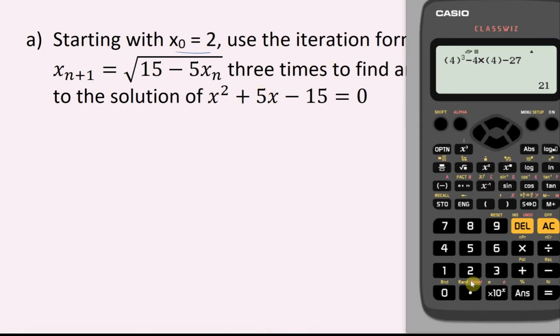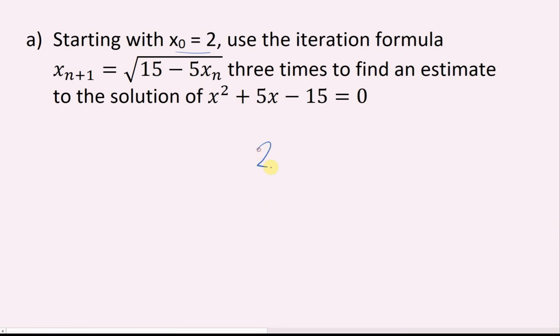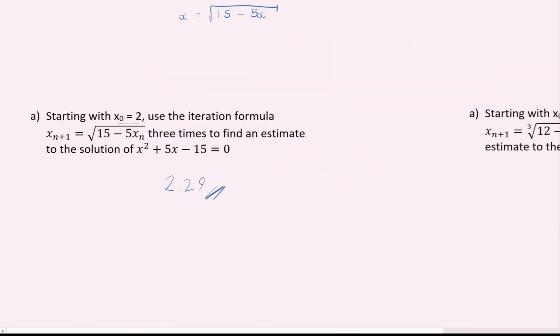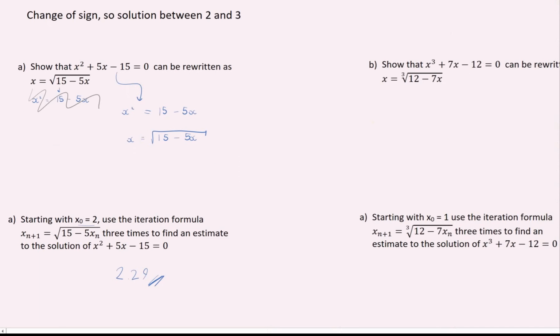We need to do it 3 times. So first we log 2 as our answer. We're then going to copy down this right hand side, and everywhere we see xn, we're going to replace it with the answer button. Doing it 3 times, so that's once, 2, and 3 times. And that is our estimated solution of 2.29 to 3 significant figures. And again, what we've worked out there is an approximate solution to this equation here.